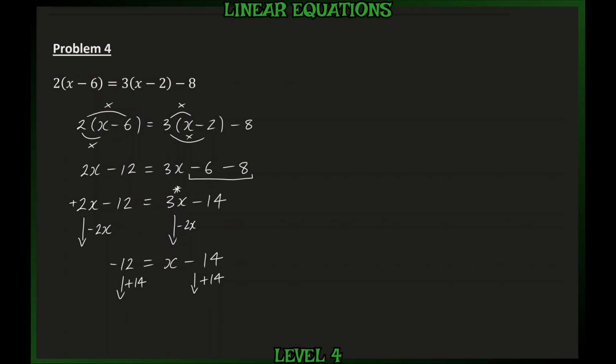And the left becomes minus 12 plus 14, which is 2. And on the right, the minus 14 and the plus 14 cancel out, so our final answer to problem 4 is x is equal to 2.